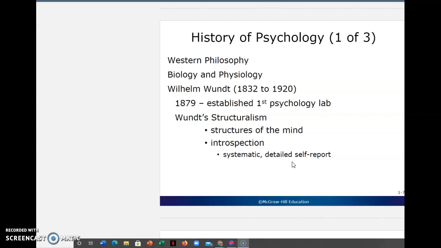Today, we would probably call structuralism mindfulness, which is where we stop, we pause, we take a moment, and we look inward and really think about, okay, how do I feel in this moment? What caused that behavior? So that's what that introspection side is looking for. So this was really significant in the history of psychology.